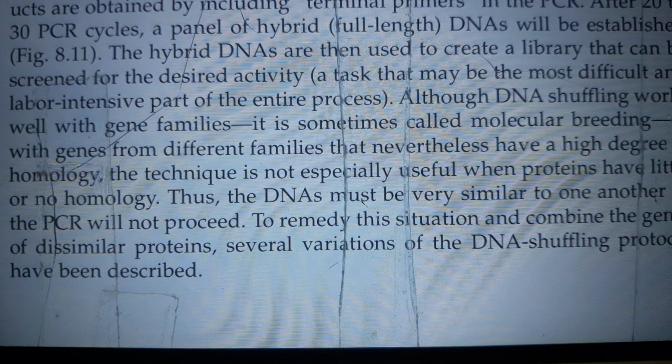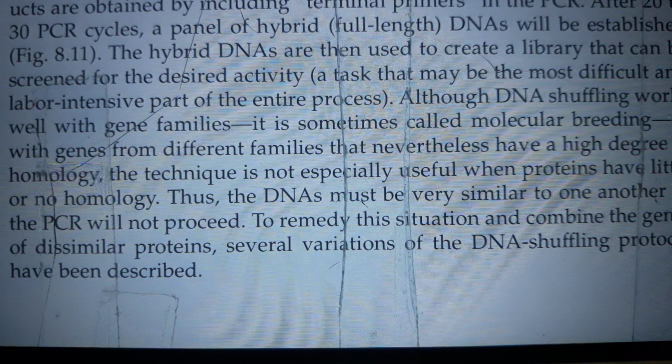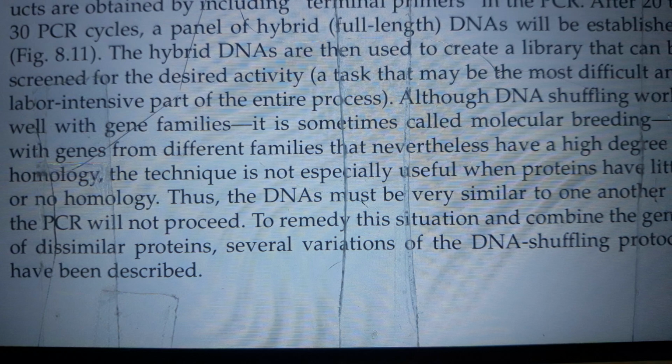The hybrid DNAs are then used to create a library that can be screened for the desired activity, a task that may be the most difficult and labor-intensive part of the entire process. Although DNA shuffling works well with gene families, which is sometimes called molecular breeding, or with genes from different families that nevertheless have a high degree of homology, the technique is not especially useful otherwise.